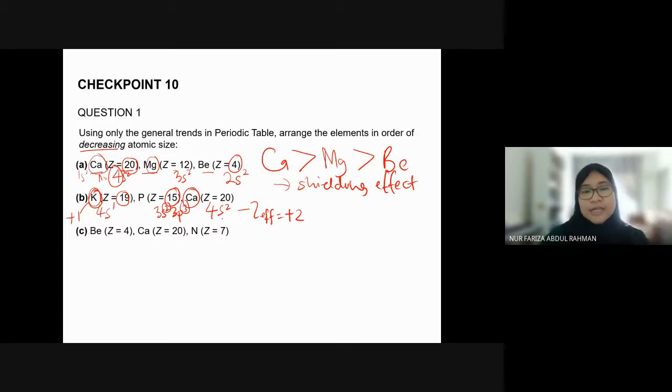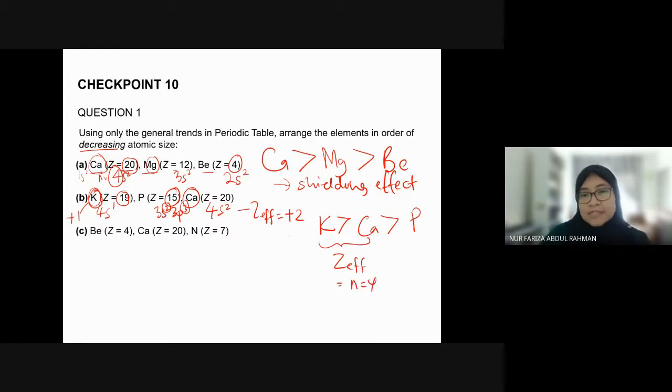So how do we arrange them based on decreasing atomic size? It should be potassium the largest, followed by calcium, and last but not least phosphorus. In terms of potassium and calcium, this is based on Z effective because they come from the same period, n is equal to 4.